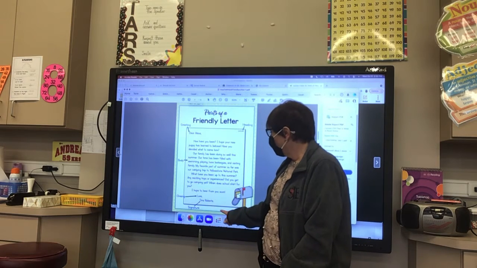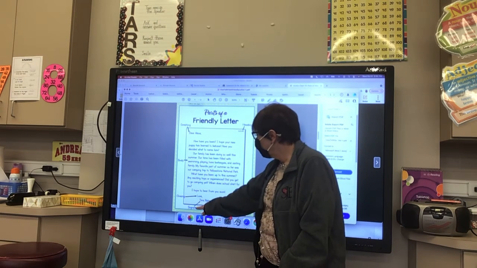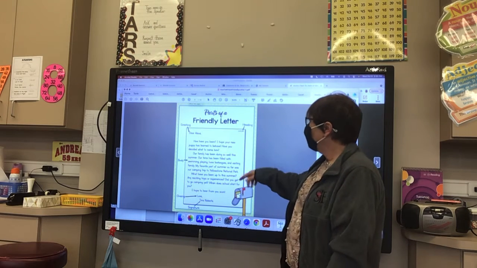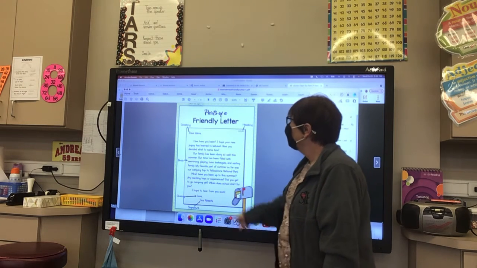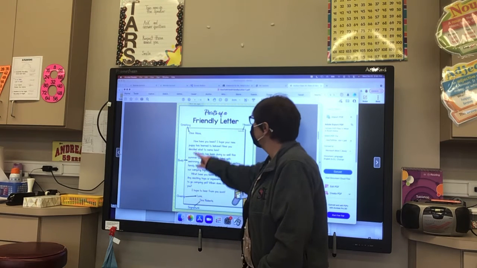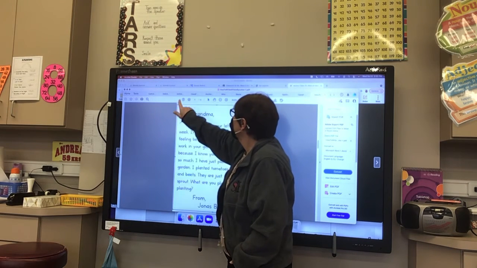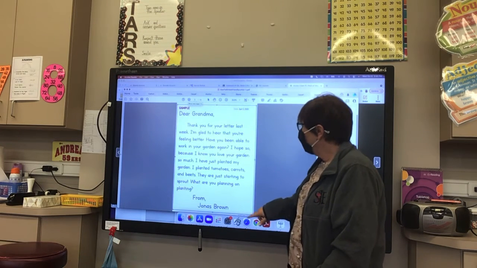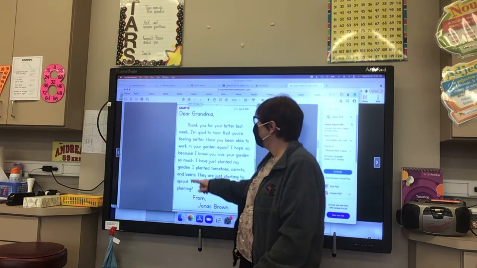Love, Tina Roberts. Okay, and here's the signature. That's the signature. Here's the closing. So we have a heading, which is the date, the greeting, the body, the closing, and the signature. Here's another one. We have our date. We have our greeting, Dear Grandma.